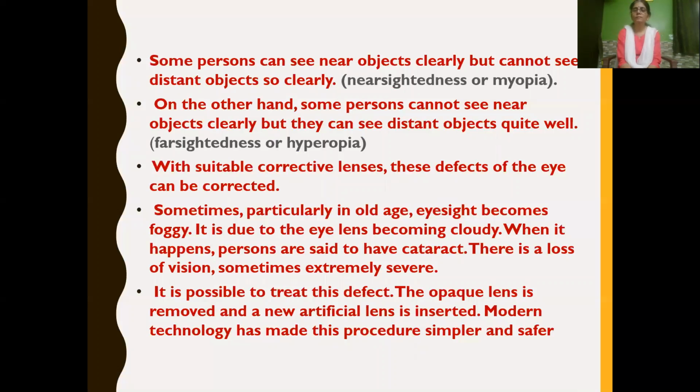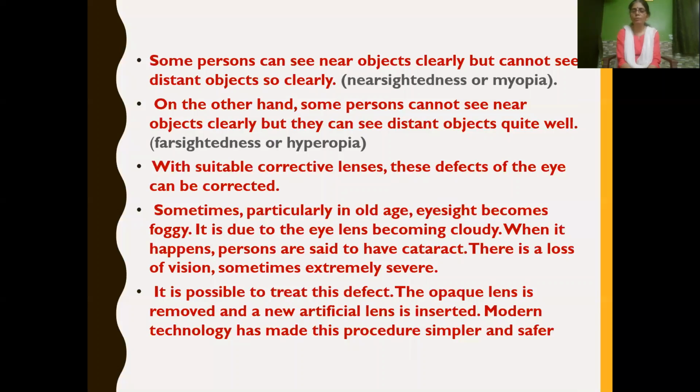And this condition, what we call as farsightedness, or hyperopia. So this you should know. What is myopia? It is nearsightedness. That is, the person can see clearly only the near objects. They cannot see the distant objects so clearly.